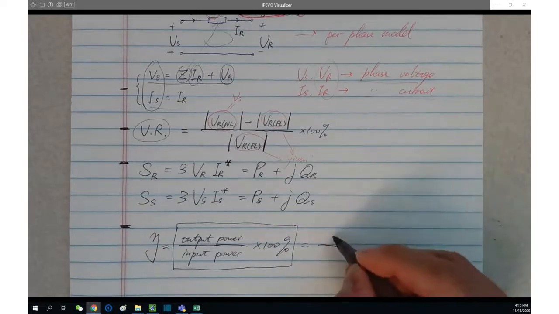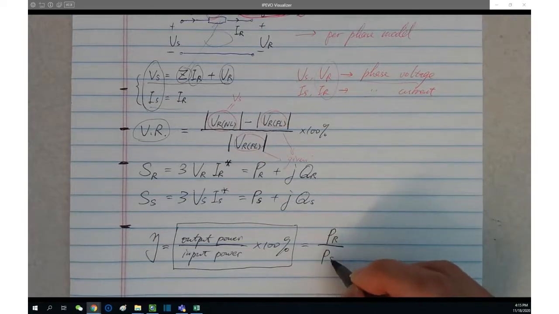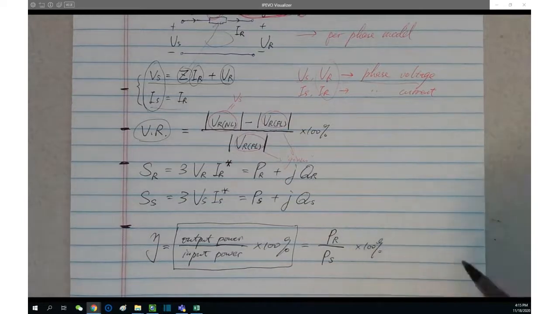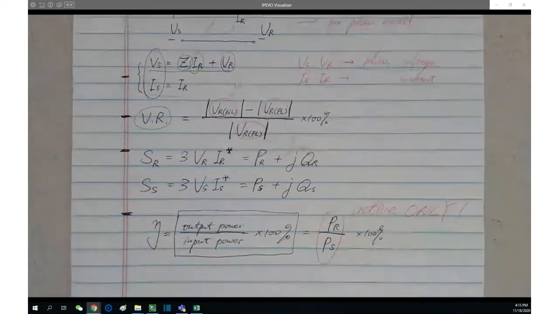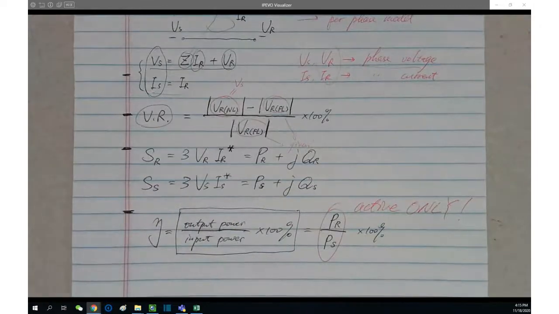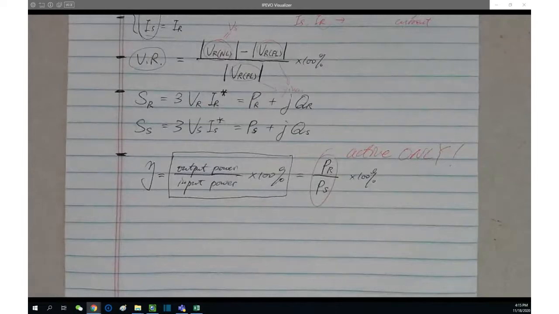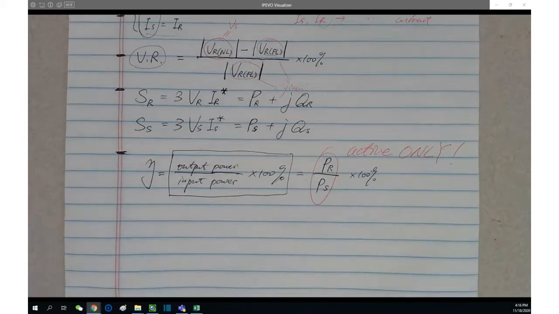Instead, it equals PR over PS. So we are talking about active power only. This is very important because reactive power in the power system, generally speaking, is very significant, right? So you are not involving reactive power. Remember that. You're not using S, you're not using Q, you are using P and P only, active only. Hopefully this has become a solid impression in your mind, because electrical engineers use this term a lot. Efficiency means output power over input power, in terms of active power.